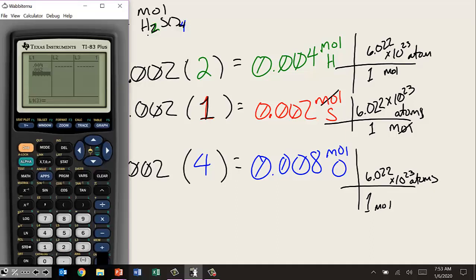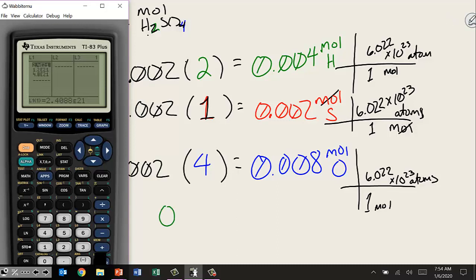Since I want to do the same thing to all of these numbers, I could just put it in my list function in the calculator. So you hit stat, and then edit, and it will bring up a list. And I want to take list 1. So if I hit second 1, that says take list 1, and I want you to multiply it by Avogadro's number, 6.022 times 10 to the 23rd. My calculator will do that for me, giving me my answers.